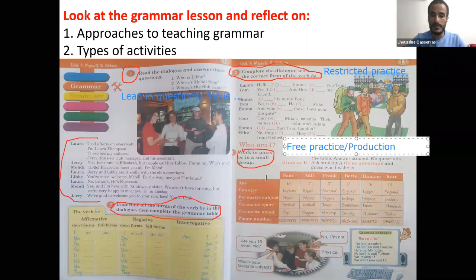All right, so this is a Moroccan book. It is Ticket to English, first year. It's a Moroccan book. Okay. Is it clear so far? Good, so let's move on to the next.